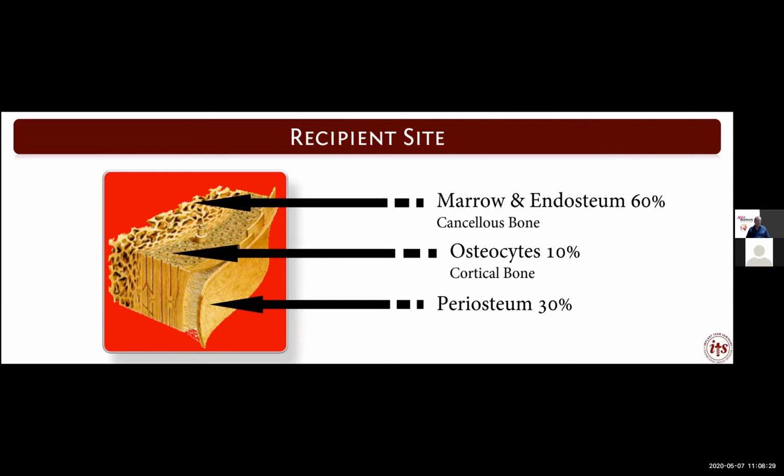The osteocytes in the cortical bone are the end stage of osteogenesis and only contribute to nourishment of the bone and at a minimum about 10% for bone healing. It is the marrow and the endosteum that contributes about 60% to implant and bone graft success. As this compartment decreases, so does the success of implants and bone grafts.